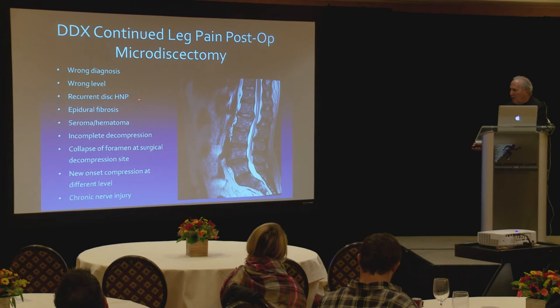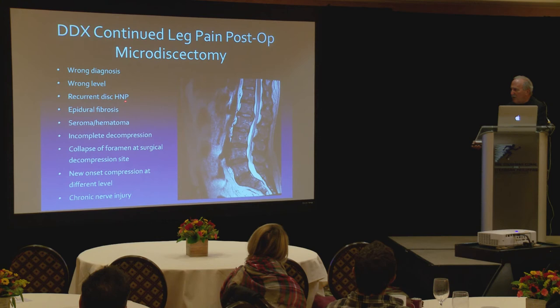Recurrent disc herniation occurs in 10 to 20%. The hole in the disc that caused the herniation in the first place never heals; the disc is avascular and can't heal. You can get scar, surprisingly, so you have to be meticulous about what you do, but scar does occur. Hematoma or seromas occur. You can have an incomplete decompression. As you saw in that last video, if I didn't continually look for more fragments and said that was enough, there would still be more fragments in there.